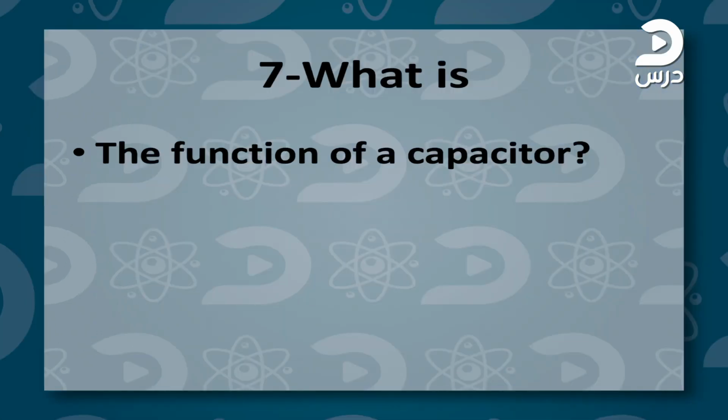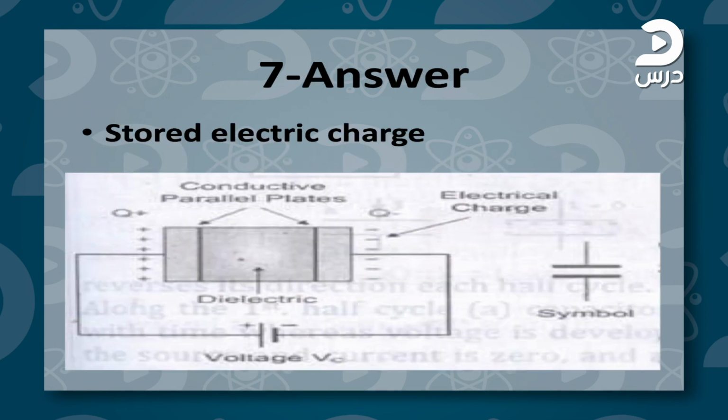Question number 7. What is the function of a capacitor? The capacitor has two plates with an insulator between them, connected with a battery, one positive and one negative, and this is its symbol. Of course, the function of the capacitor is to store electric charge.